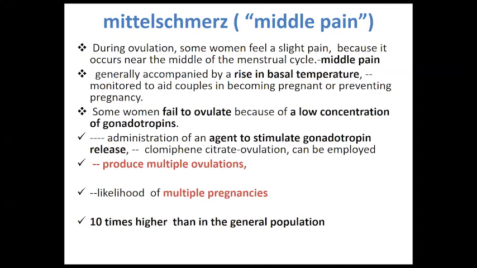This is called the Mittelschmerz, the middle pain, because it is in the middle. At this time, generally, if women check the temperature, there is a rise in the basal temperature. If the husband and the wife are planning to have a baby, this is the actual time that ovulation has occurred, and they can plan around the rise in the basal temperature.